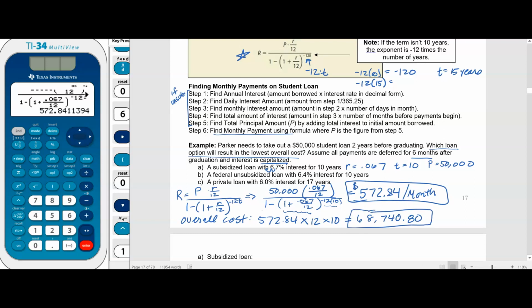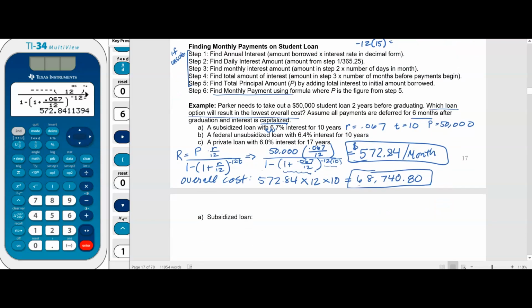So you can see here, even though this is the best option in terms of this for the student, because the government is paying the interest while they're in school, which is great, but even then you're borrowing 50 grand and you're paying back over 68,000. So you're paying over $18,000 in interest just for the ability to have this money. So I'm not trying to make you feel bad or stress anybody out, but it's good to know that overall cost.